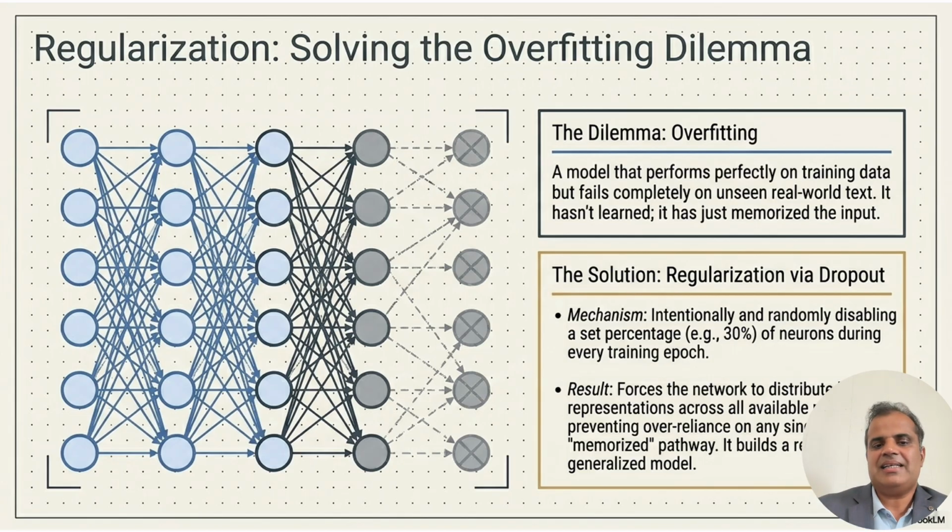The mechanism is intentionally disruptive. During every single training epoch, we randomly and temporarily disable a set percentage of neurons, frequently around 30%, as visualized by the grayed out nodes on the slide. This forces the network to distribute its learned representations across all available paths, preventing it from over-relying on any single memorized shortcut. The final result is a highly resilient, generalized model that performs robustly out in the wild.